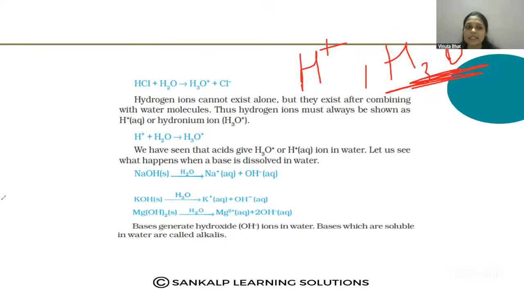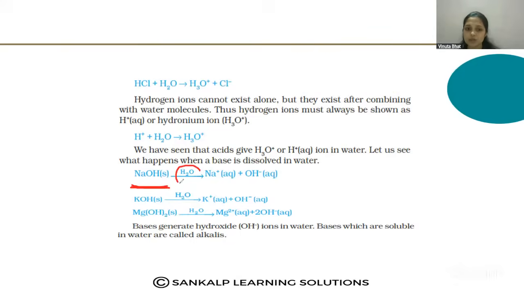So for example, sodium hydroxide. Sodium hydroxide is the base. In the presence of water, it forms the Na plus ions and OH minus ions. So in the presence of water, which ions are formed here? In the base, OH minus ions are formed.